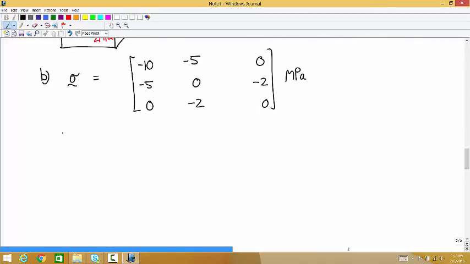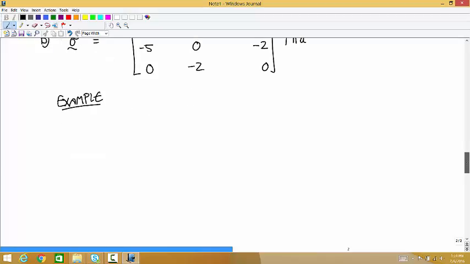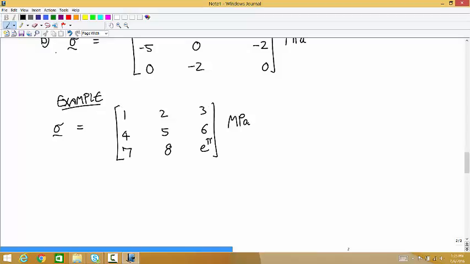Here, let's do another one. So let's do one where we go the other direction. So let's say the stress tensor is 1, 2, 3, 4, 5, 6, 7, 8, e to the pi. You didn't expect me to say that. Megapascals. Let's change that to a 9.